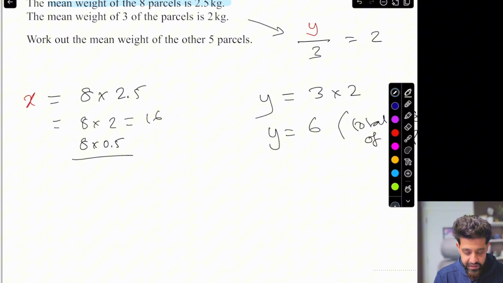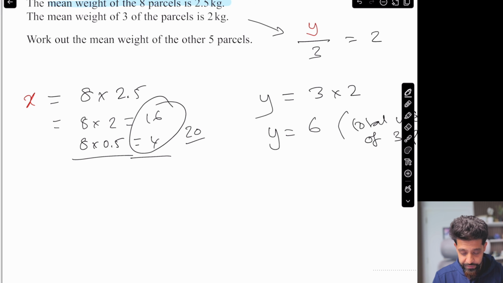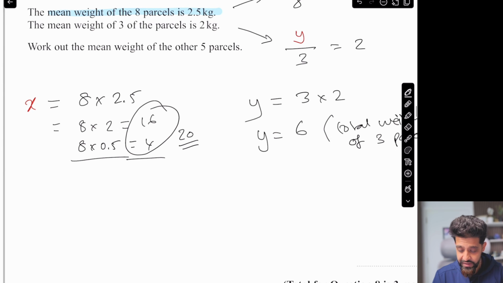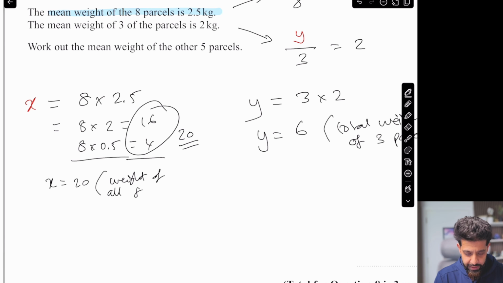So 8 times 2 is 16. 8 times 0.5, which is the same as a half, so half of 8 is 4. The total of that, adding those up, is 20. So x is equal to 20, and this is the weight of all 8 parcels.